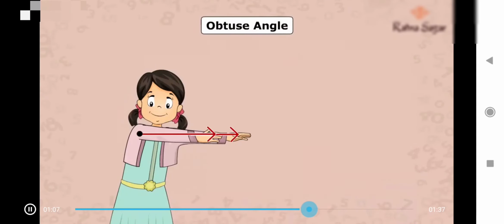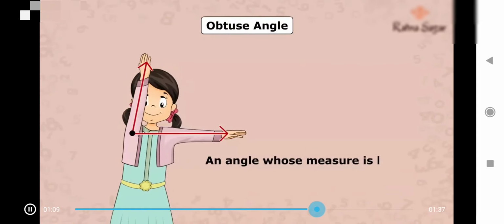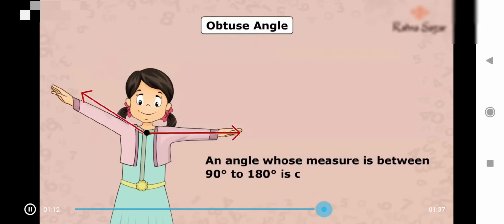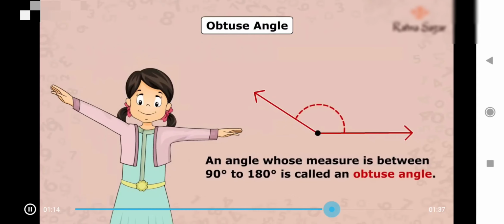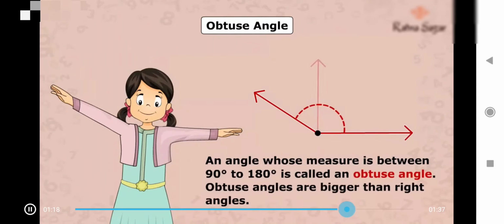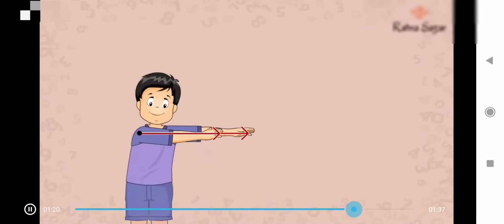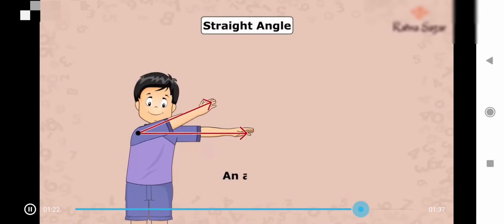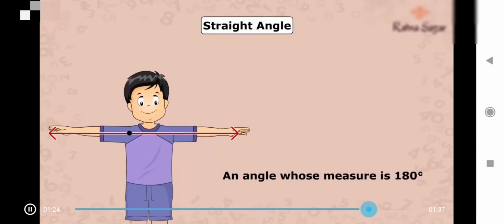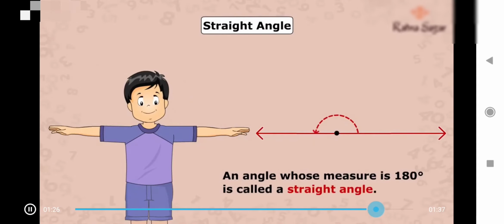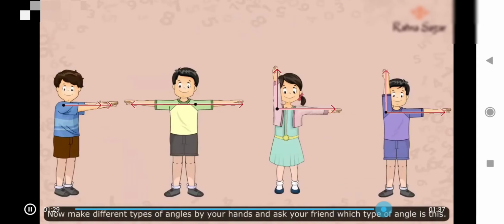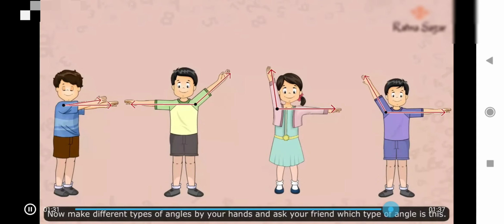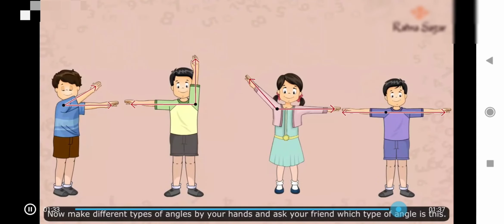Obtuse angle. An angle whose measure is between 90 degrees to 180 degrees is called an obtuse angle. Obtuse angles are bigger than right angles. Straight angle. An angle whose measure is 180 degrees is called a straight angle. Now, make different types of angles by your hands and ask your friend which type of angle is this.